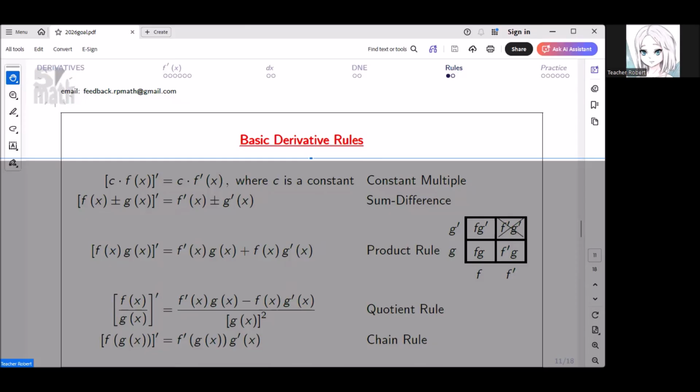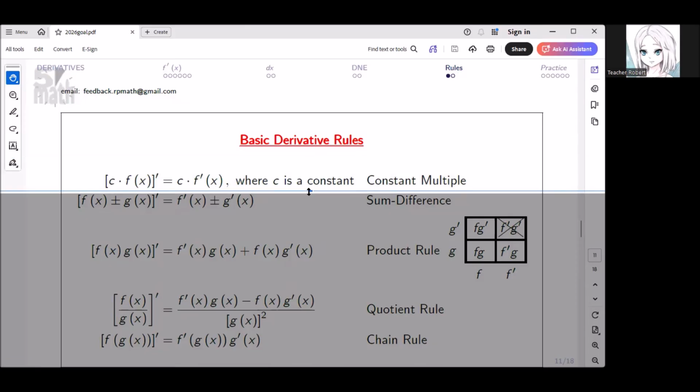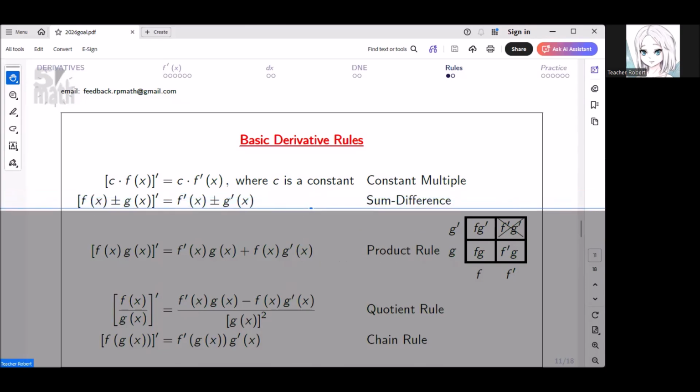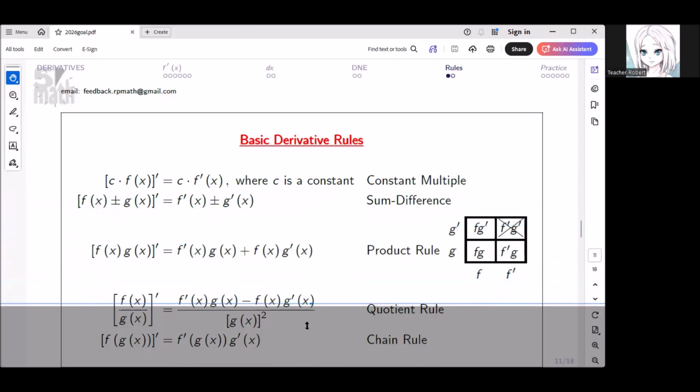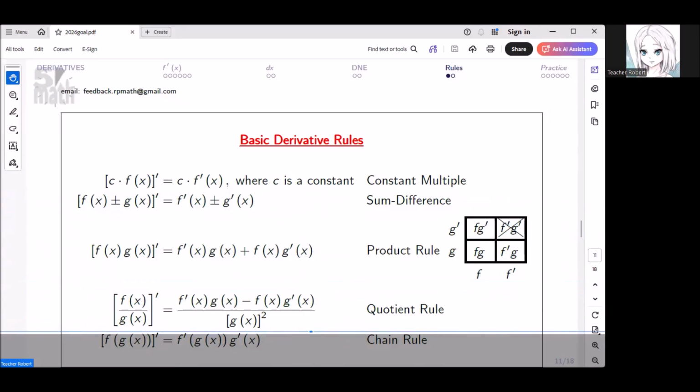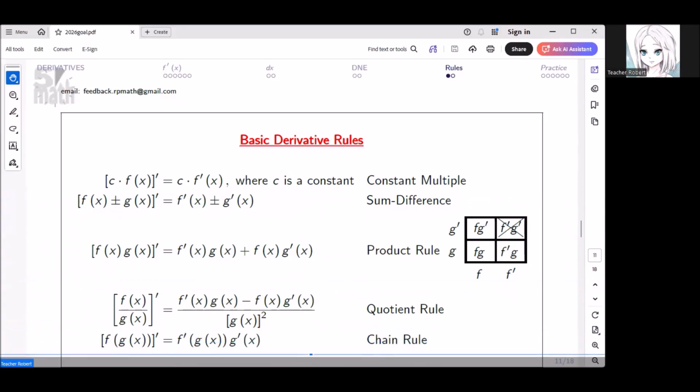Basic derivative rules. Constant multiple, sum and difference, product rule, quotient rule, chain rule.